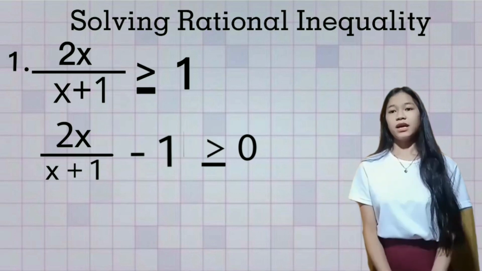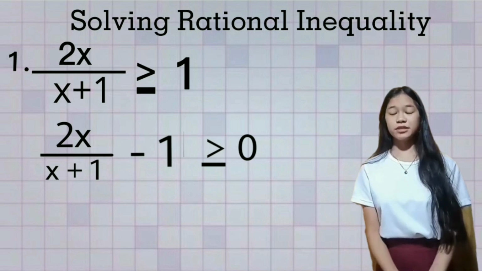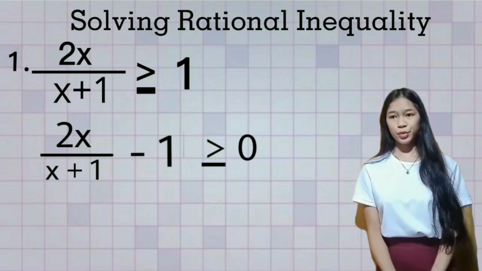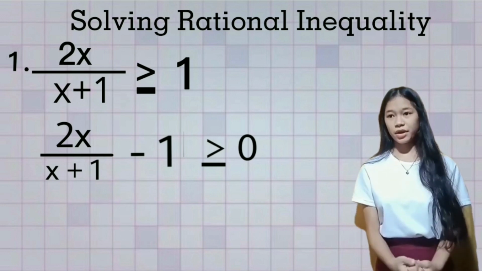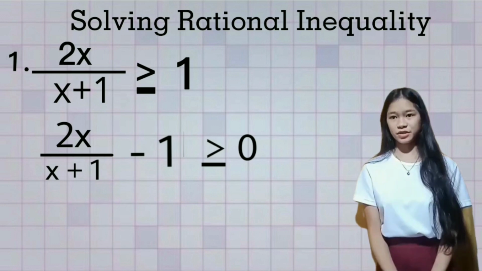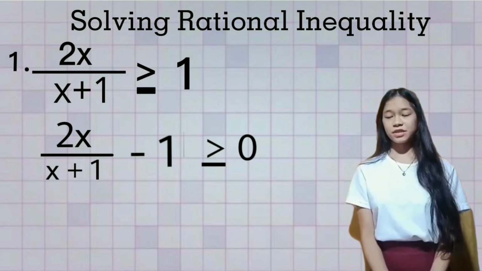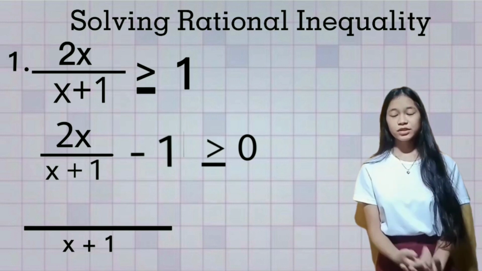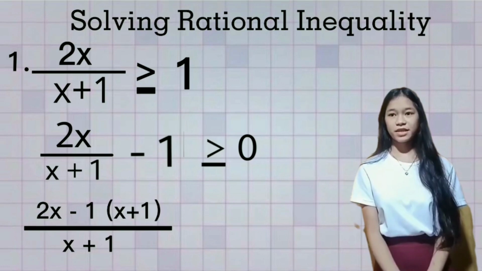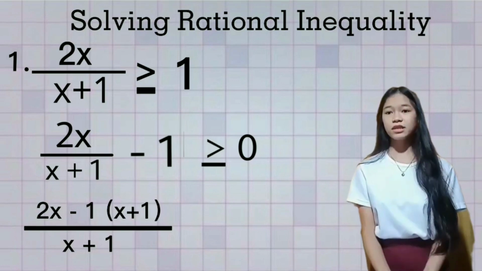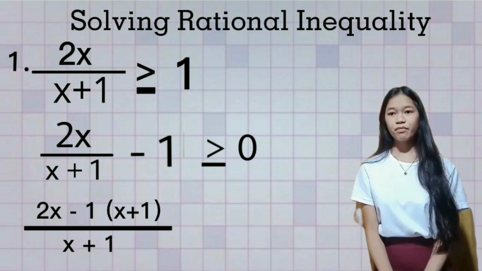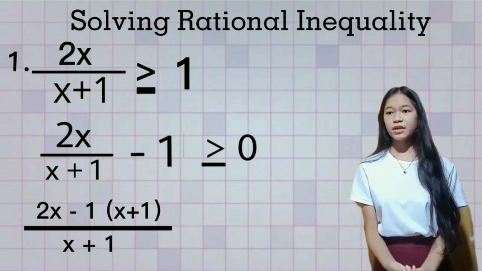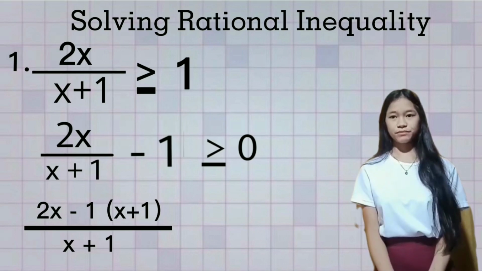And it was said that the left side must be a single fraction. So after that, we can now combine these two. Let's subtract our negative 1 from our rational expression. Our LCD is x plus 1 since there is no denominator in our positive 1. So let's just copy 2x and then multiply our LCD to our negative 1. So that is negative 1 times x plus 1 greater than or equal to 0.